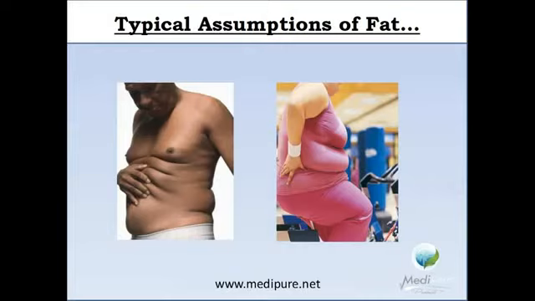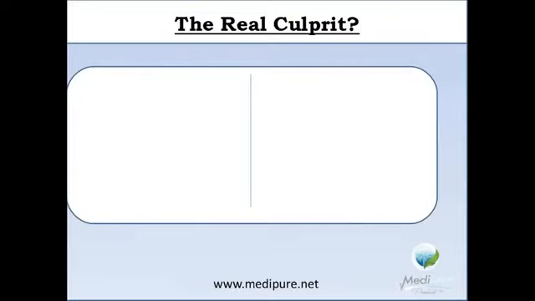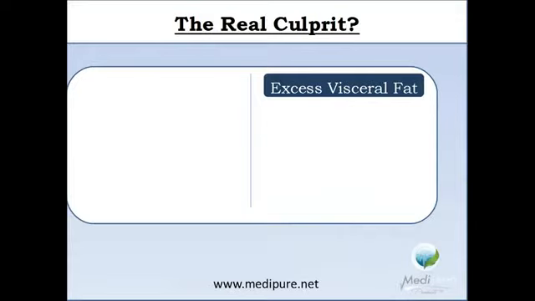Now, there are some typical assumptions when it comes to fat, and here you'll see two different images. When we think of a person that's overweight or obese, we think of the paunch, for example, that's occurring over here, or the love handles, or maybe side fat that's hanging out. And we typically attribute that to an excess of subcutaneous fat, or the fat that lies over the muscle area. And while for sure there can be quite an accumulation of fat there, that isn't really the true culprit. So then the question is, who is the real culprit? And the answer is actually excess visceral fat.